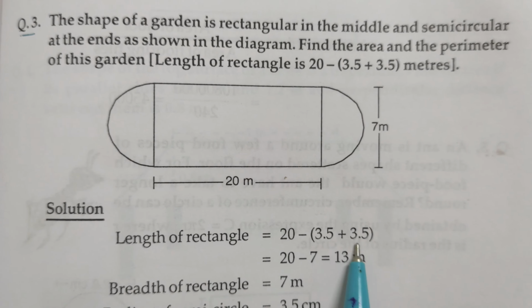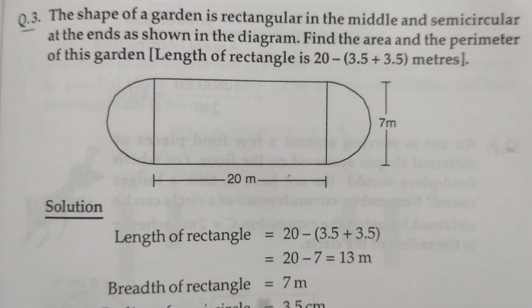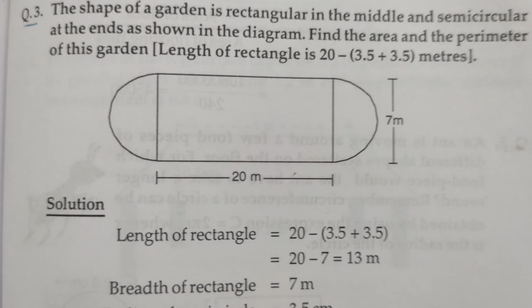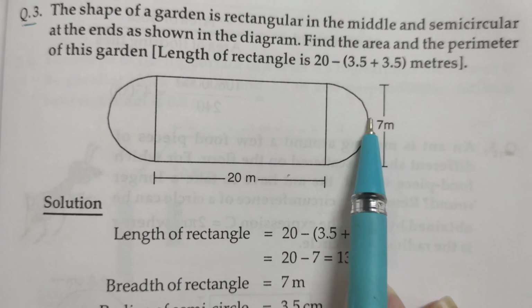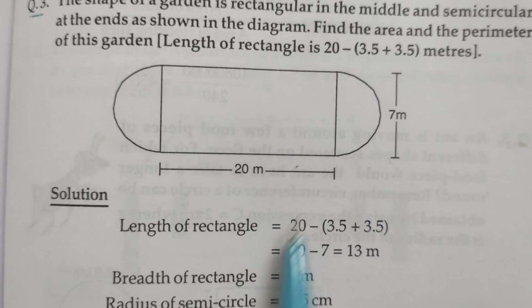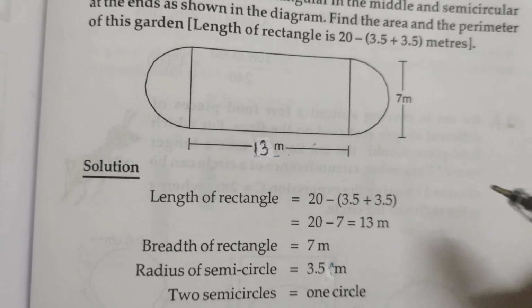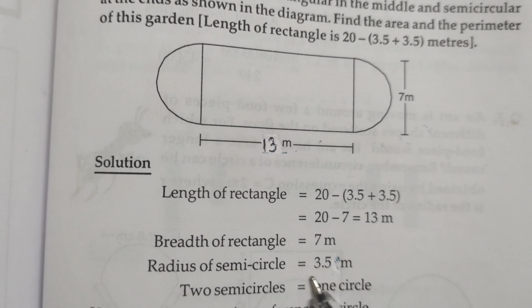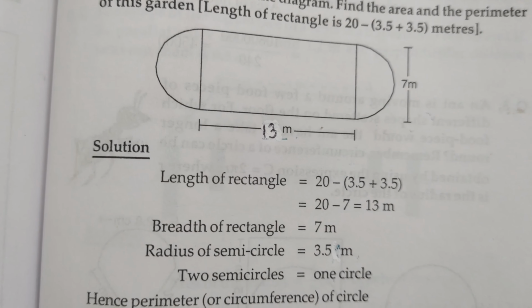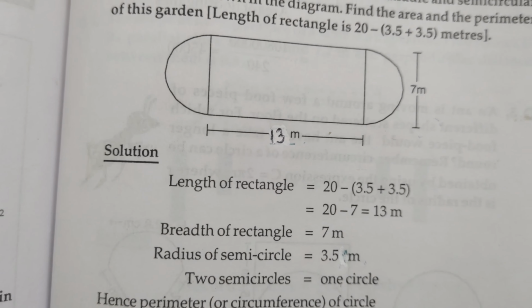So 3.5 plus 3.5 is 7, and 20 minus 7 is equal to 13 meter. So we got the length of the rectangle. Then breadth of the rectangle is equal to 7, which is given in this figure. Radius of semicircle is equal to 3.5 meter, which is 7 meter upon 2, gives 3.5 meter. 2 semicircles is equal to 1 circle.